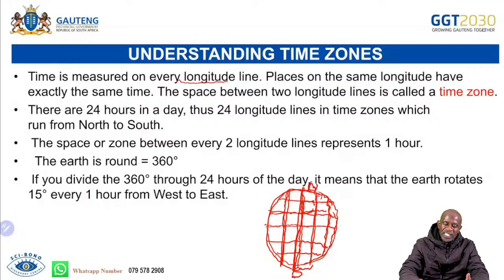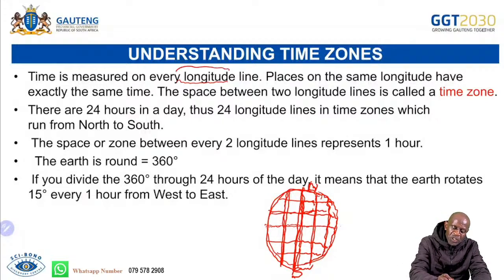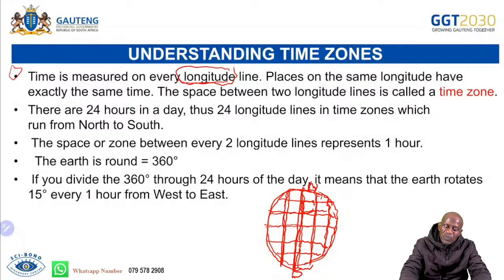Not only location, but the longitude, it's where we derive our time from. I want to go back to the first bullet that says, time is measured on every longitude line. So time is measured using these lines that run from north to south. That is the first statement.